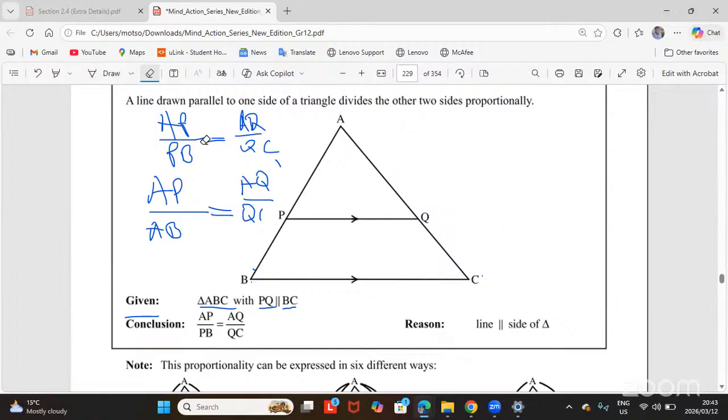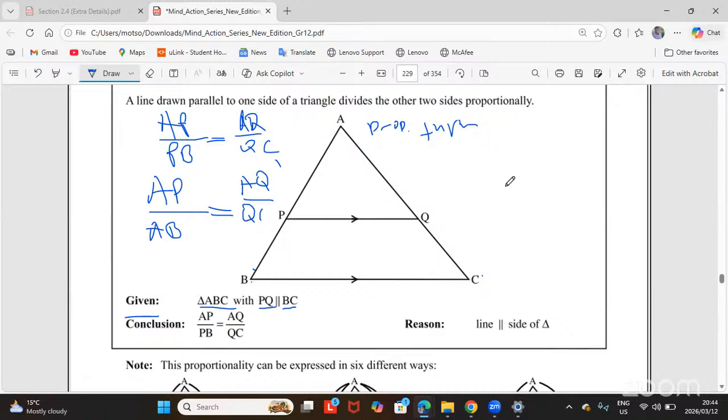So why do we say AP over PB is equal to AQ over QC? It's because the proportionality theorem was applicable here. So my reasoning behind that statement will be proportionality theorem. You can just write prop theorem. Why do we say this is a prop theorem? Remember, we said the proportionality theorem is only applicable if in this triangle PQ is parallel to BC.